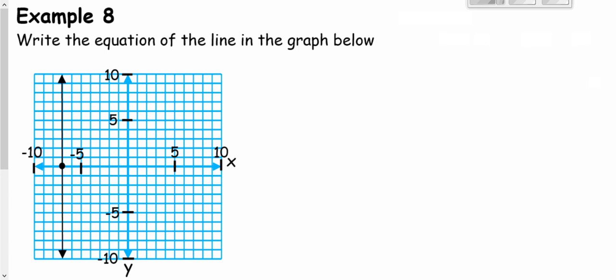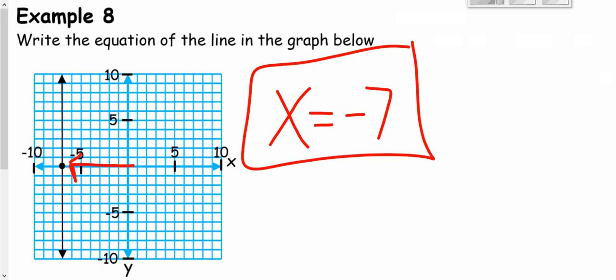In this example, it is a vertical line, so is this going to be an x equals or a y equals equation? This is x equals, and x is going to equal what? It's our x-intercept, so if you count over, x is going to equal -7. And that's it. Let's try some practice problems.